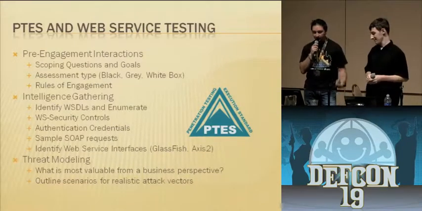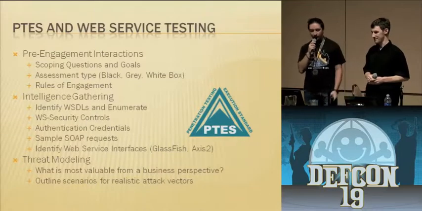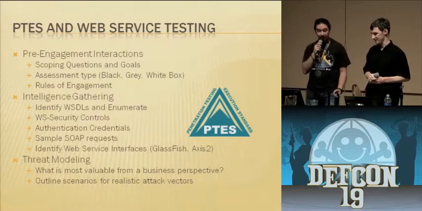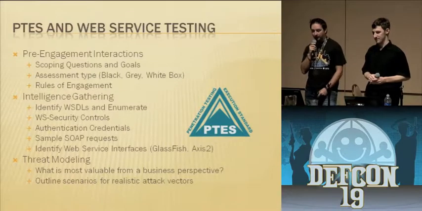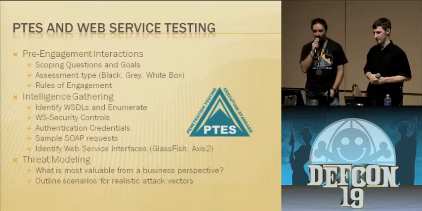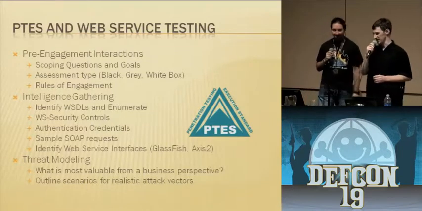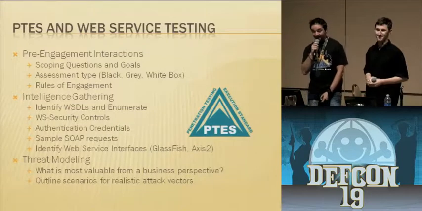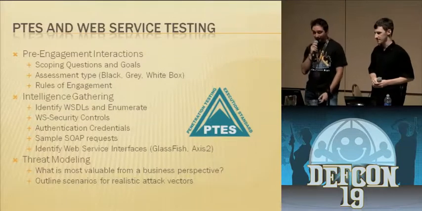Intelligence gathering, so this is where you're going to define your WSDLs, you're going to enumerate those WSDLs, you're going to look at WS-Security controls that may be in place or may not be in place, authentication credentials, sample SOAP requests, and identifying those awesome web service interfaces, which Jabbra is going to be talking about in a second. There will be exploits. Yep. And that's something that gets overlooked a lot by pen testers, and the clients, of course.